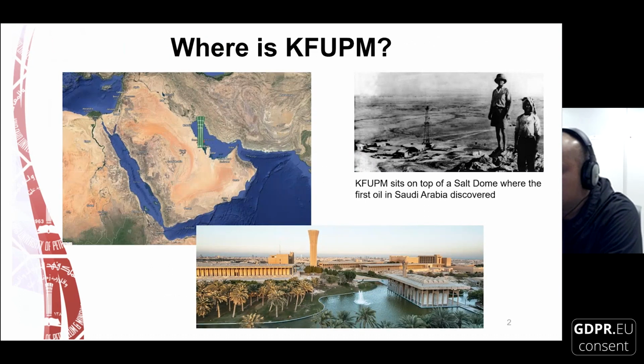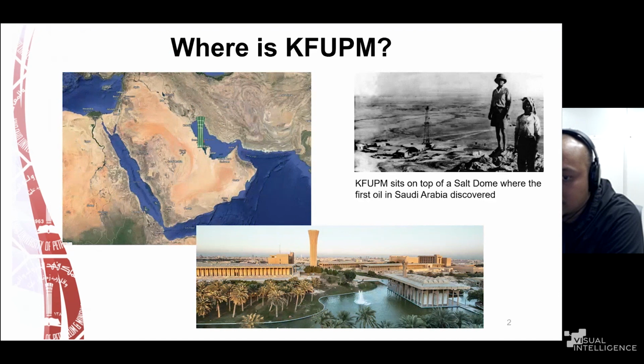Just quickly, a little bit about where KFUPM is, in case this is your first time to hear about my university. We are located in the most eastern part of Saudi Arabia. We're pretty close to Bahrain and Qatar, so the World Cup is pretty close to us also. And this is how our university looks. It's pretty green and nice. It's very different from most of Saudi Arabia, if you have a chance to visit Saudi Arabia.